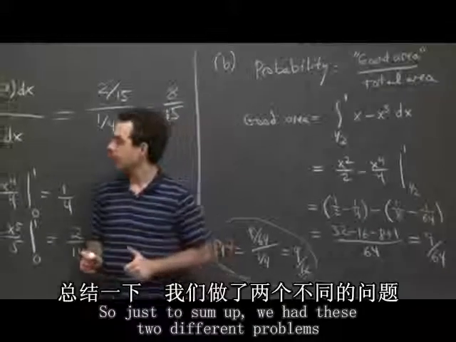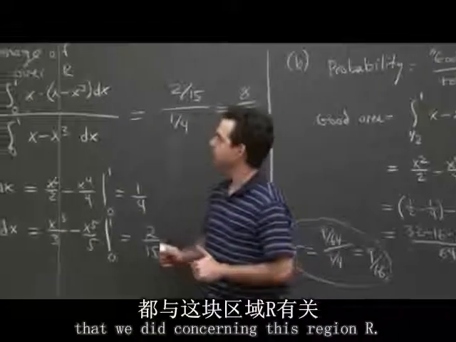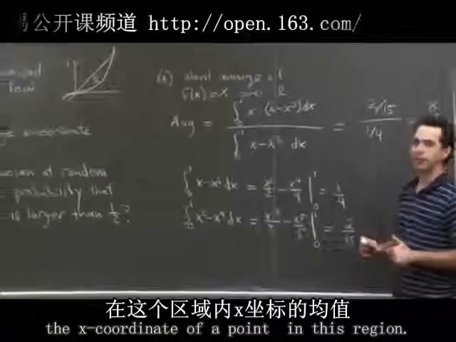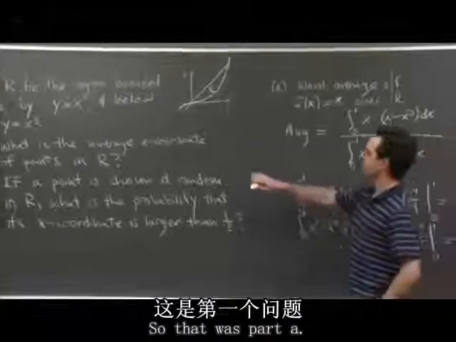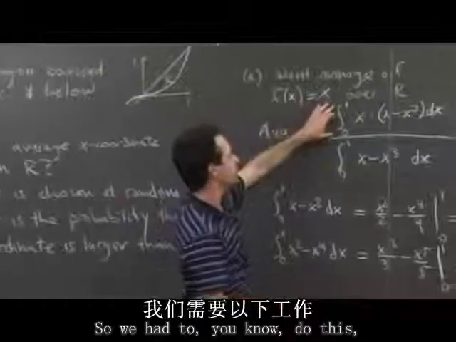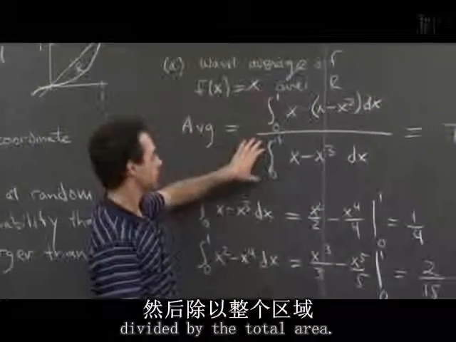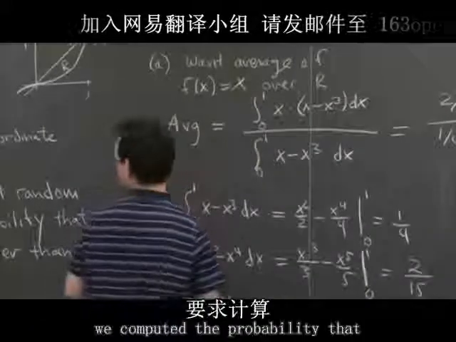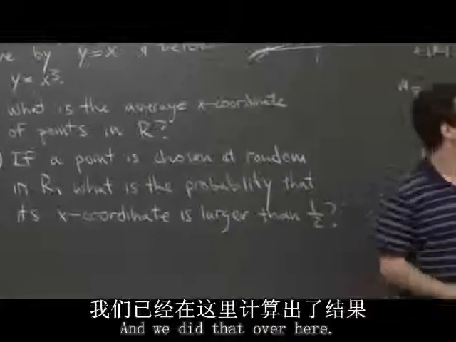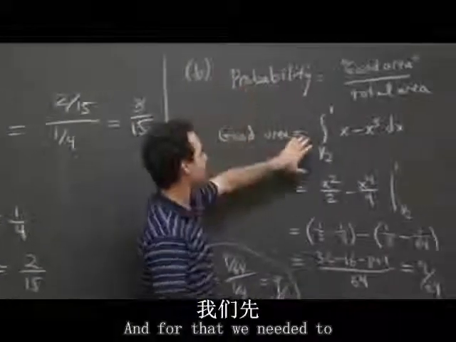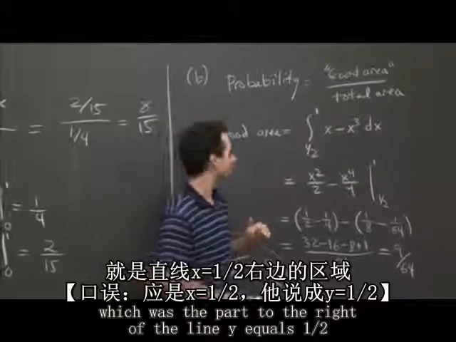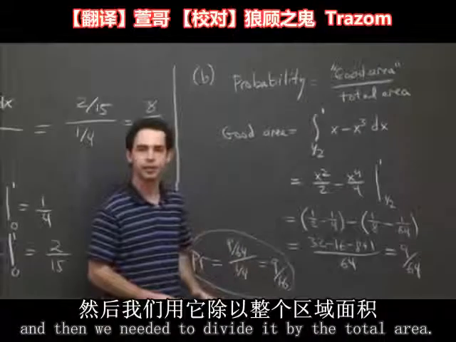So just to sum up, we had these two different problems that we did concerning this region R. So first we computed the average value of the x-coordinate of a point in this region. So that was part A. We computed the average value of the x-coordinate, and that was over here. So we had to do the weighted average of the x-coordinate divided by the total area. And then second, we computed the probability that a randomly chosen point has x-coordinate larger than 1/2, and we did that over here. And for that, we needed to compute the area of the good region, which was the part to the right of the line x = 1/2, and then we needed to divide it by the total area. So I'll end there.